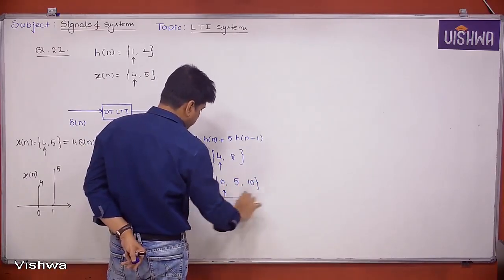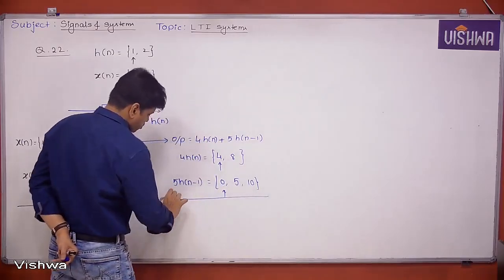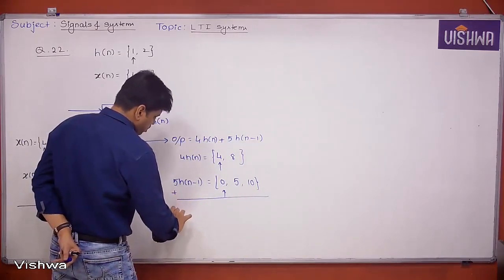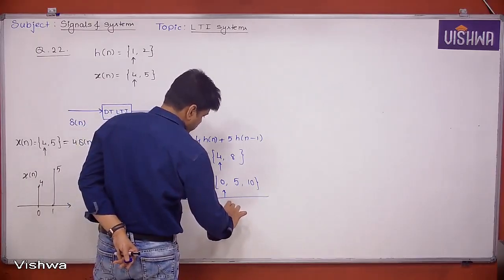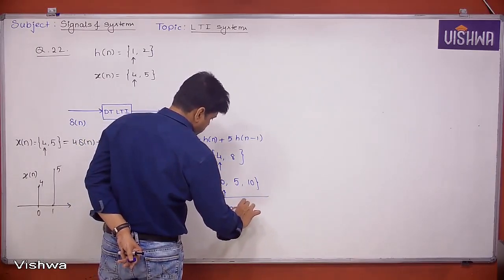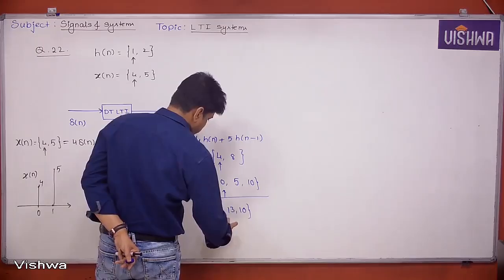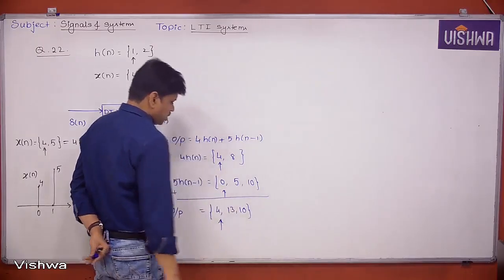So by adding them, I can get the output, which is nothing but 4, 13, 10. So this is the output for the system. Okay, take it.